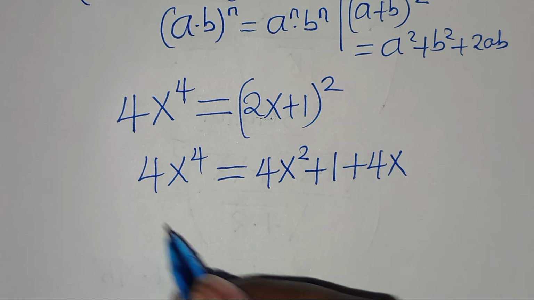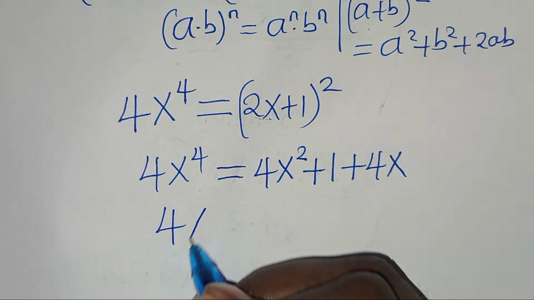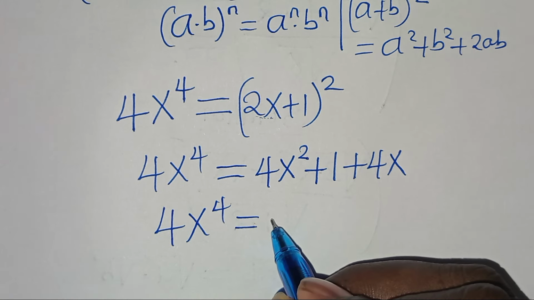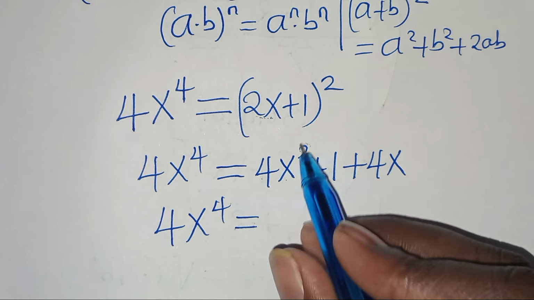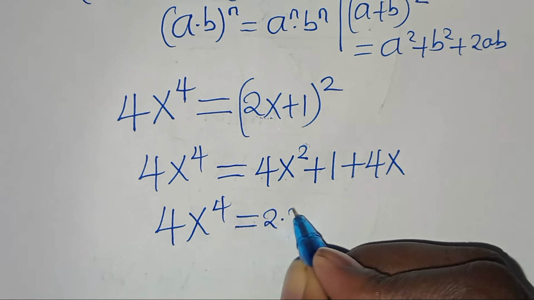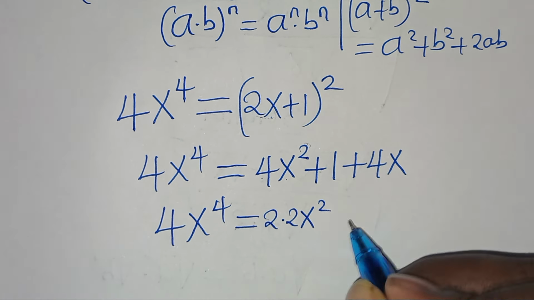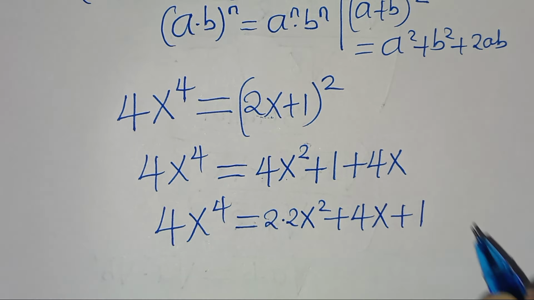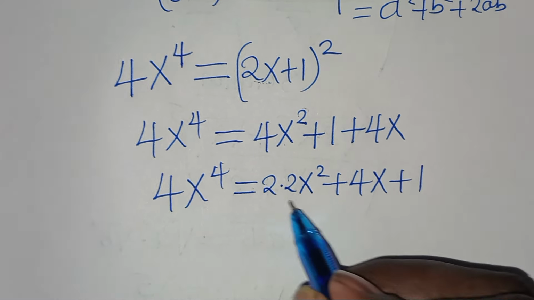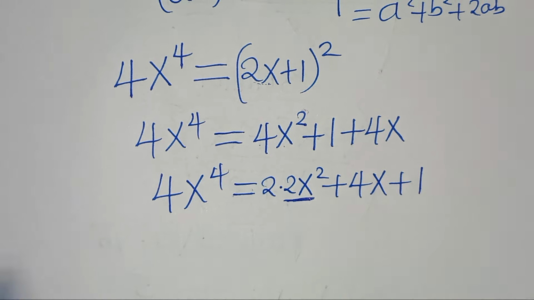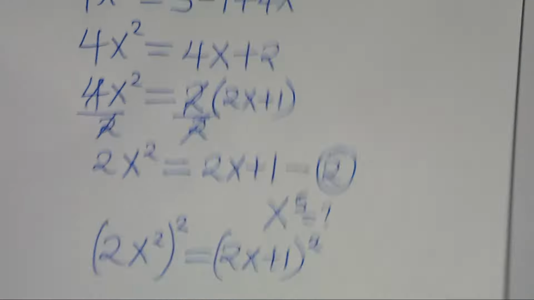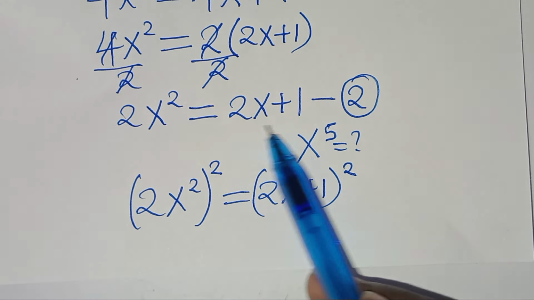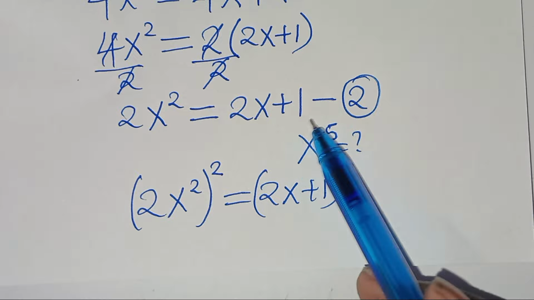So that now, here we have 4x to the power of 4. This is equal to, we have 4. We can express 4x squared as 2 times 2x squared, then plus 4x, then plus 1. Now, we have that 2x squared from equation 2. 2x squared from equation 2 is 2x plus 1. So let's substitute 2x squared with 2x plus 1.